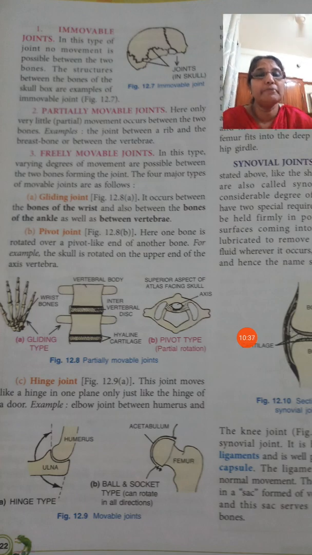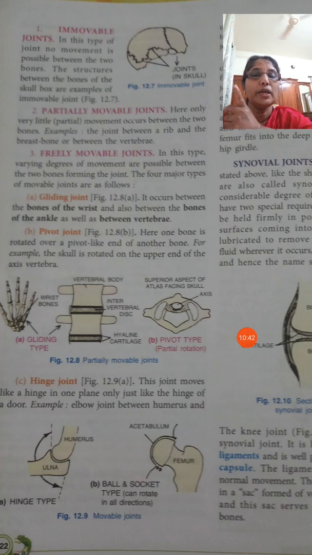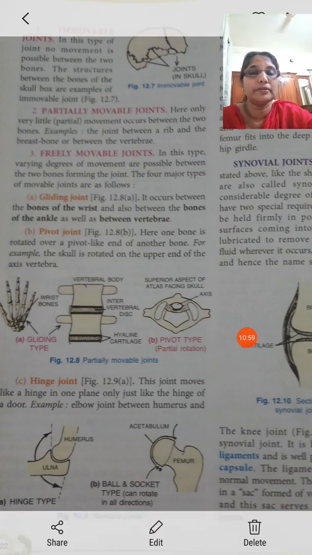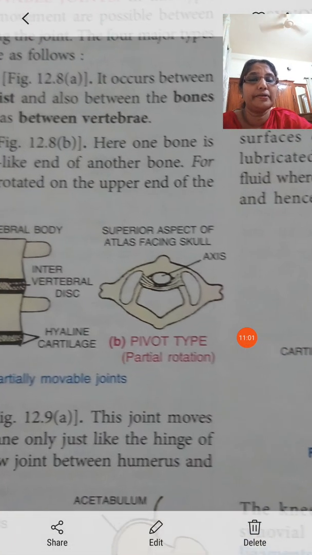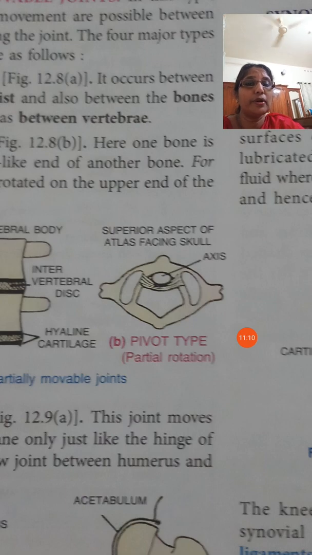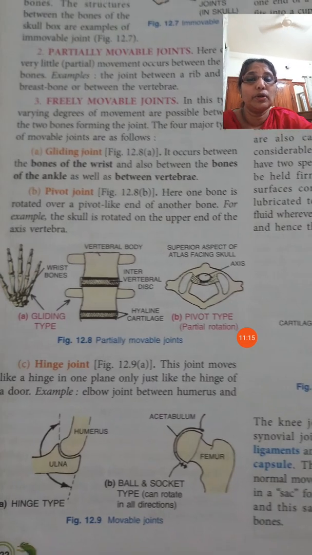Pivot joint: only one pivot joint is in the human body. In a pivot joint, the bone is rotated over a pivot-like end on another bone. For example, the skull is rotating on the end of the vertebra. The uppermost vertebra is known as the atlas. Here a point known as the axis is there, on which our skull is placed. So it is the only pivot joint.